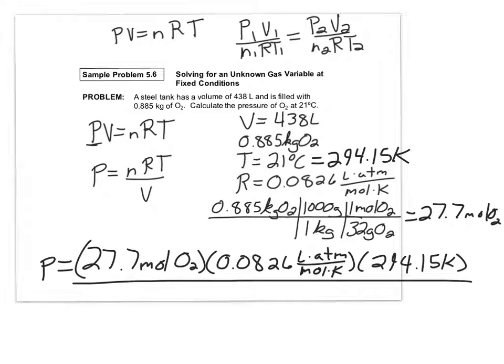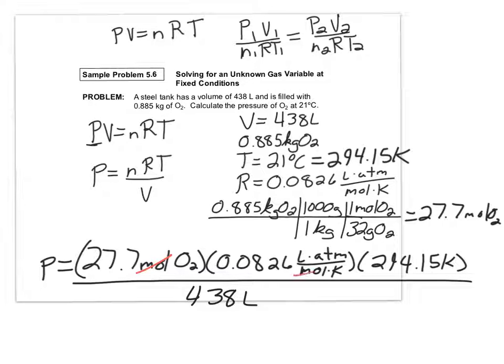Divided by V. Now, what units should my volume be? Well, let's talk about that. R has units of volume in liters, so my volume should be in liters, and it already is, so I don't have to convert that one. I can leave it in liters. So 438 liters.